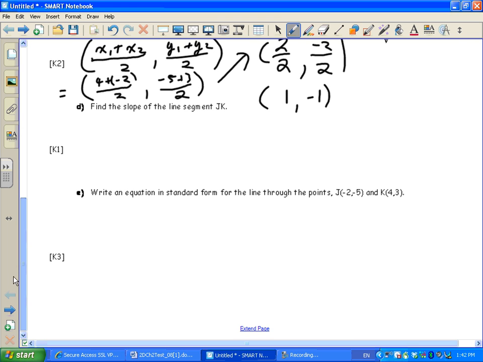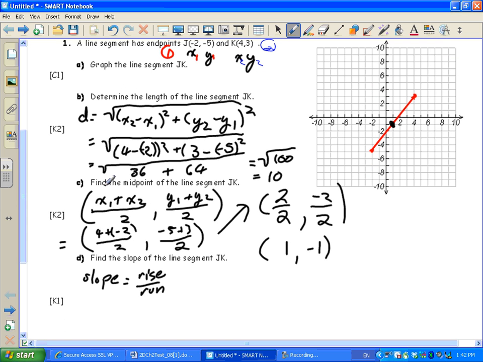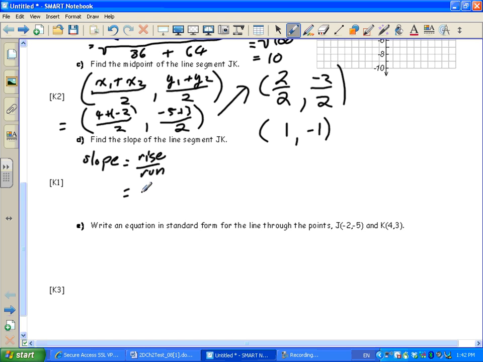Find the slope of the line segment. Jaden, how do you find the slope? Rise over run. So slope is equal to rise over run. So what we can do is we can also take the two endpoints. Okay? So x2. Okay. That's right. So our slope is also known as rise is y2 minus y1 over x2 minus x1.